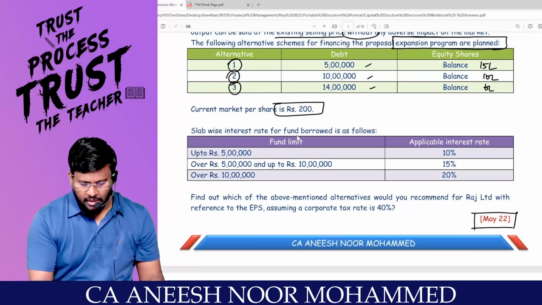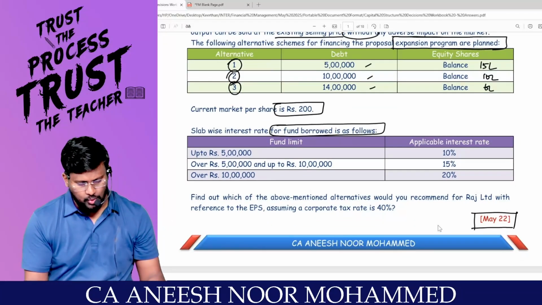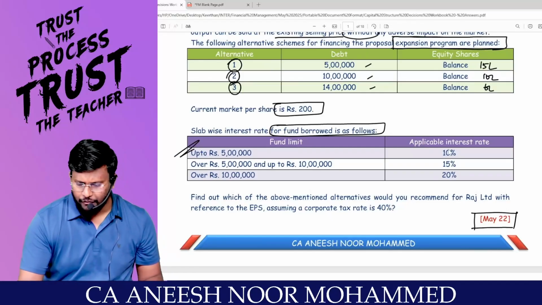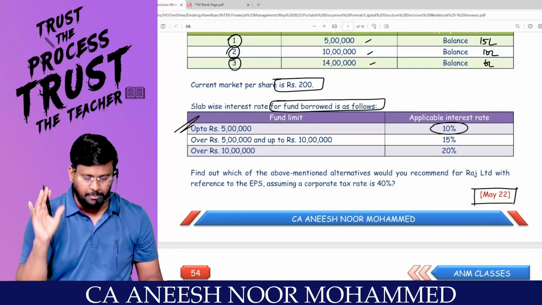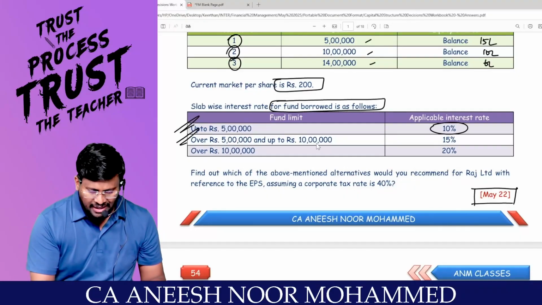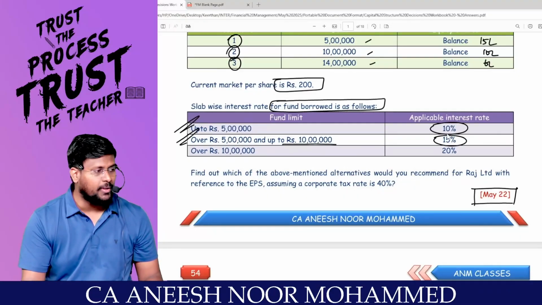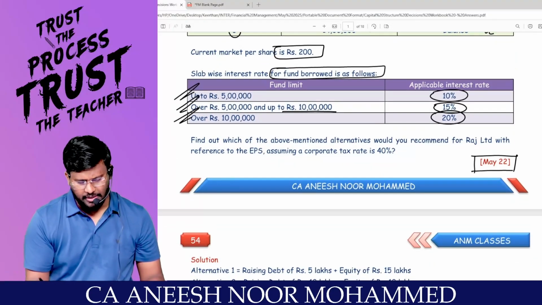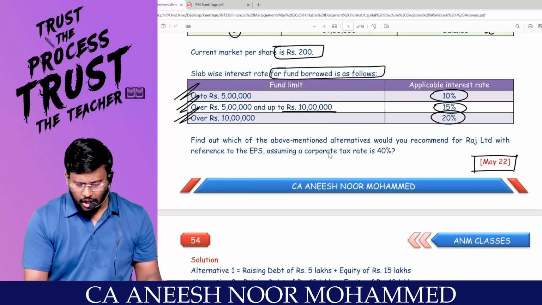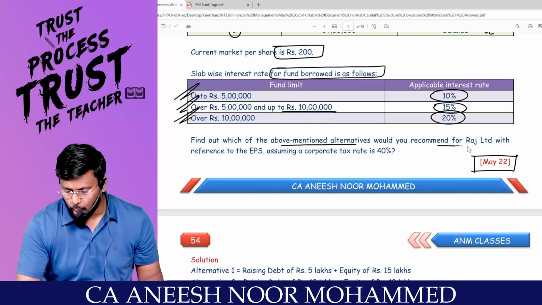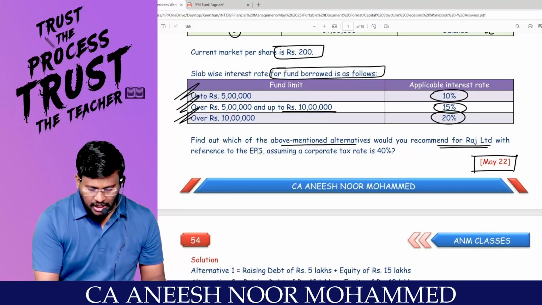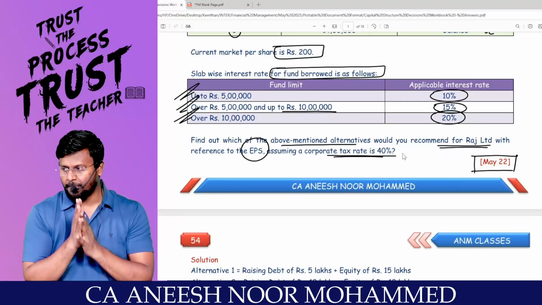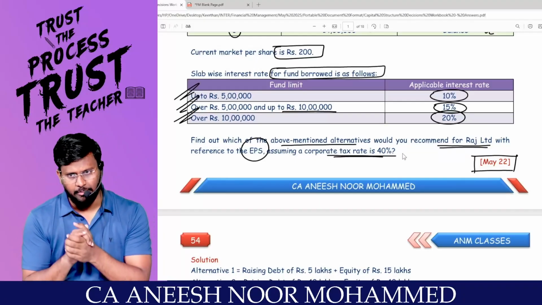Slab-wise interest rate for funds borrowed is as follows. If you are borrowing debt up to an amount of 5 lakh, interest rate applicable will be 10%. Over 5 lakh, up to 10 lakh, KD will be 15%. Over 10 lakh, KD will be 20%. Find out which of the above mentioned alternatives you would recommend for Raj with reference to EPS, assuming a corporate tax rate of 40%. So, the company is an existing company.